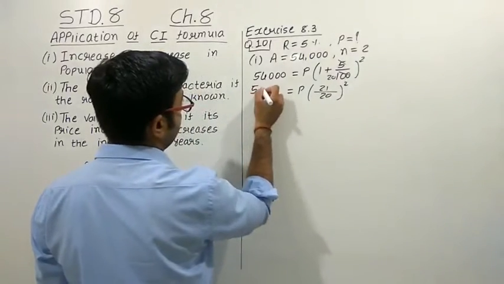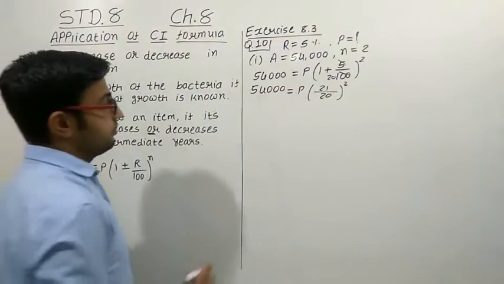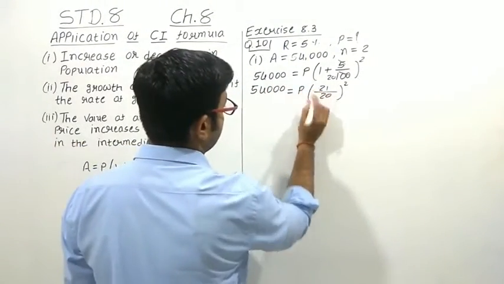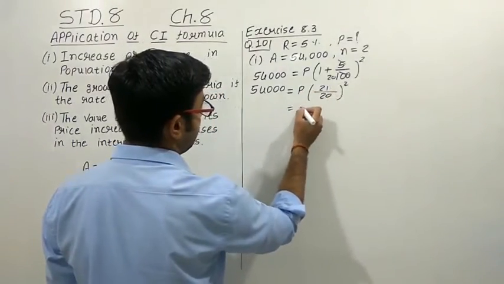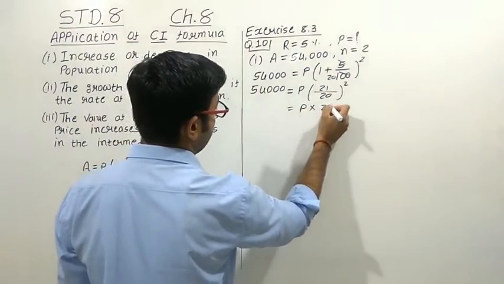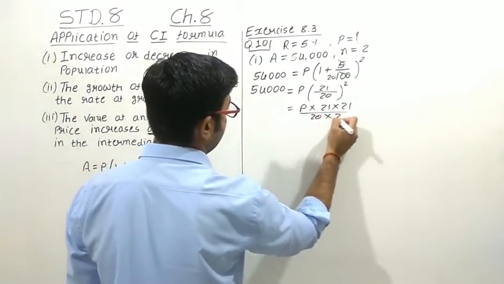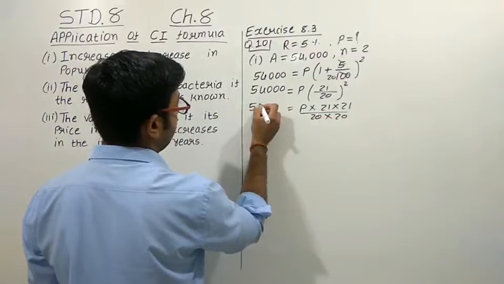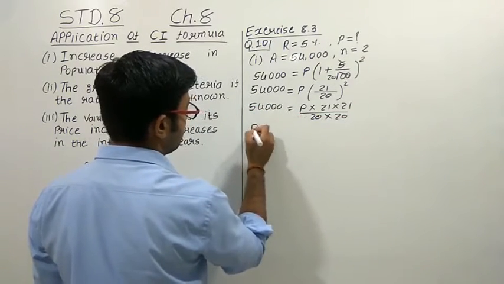Here we have 54,000. Now we have to apply this square to both these numbers. So we are getting P into 21 into 21 upon 20 into 20. Here we have 54,000. So let us make P the subject.